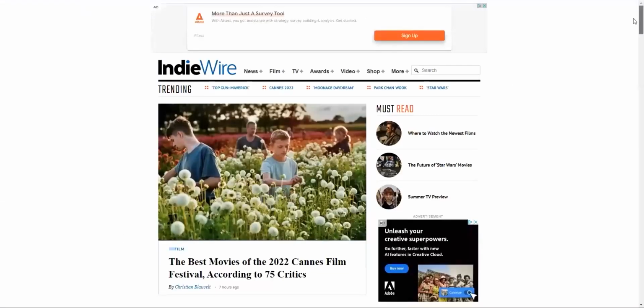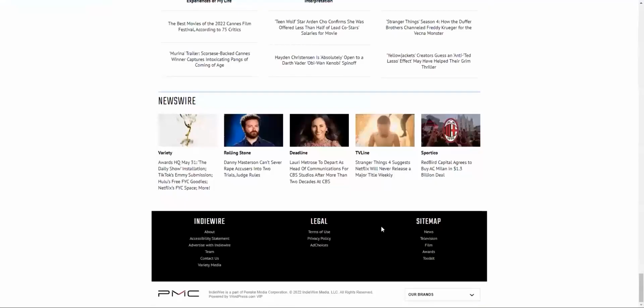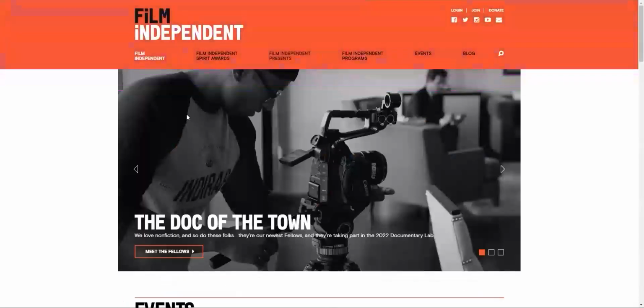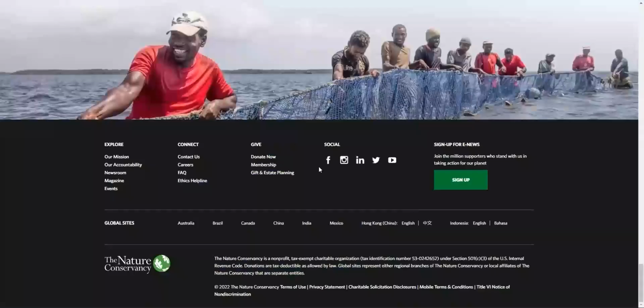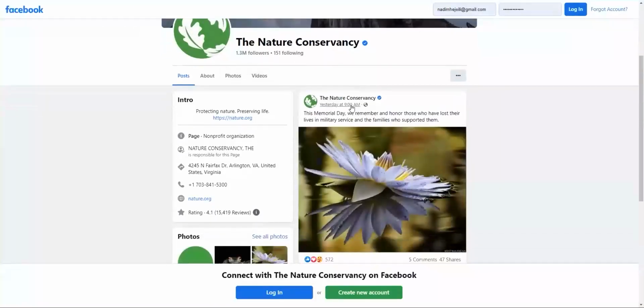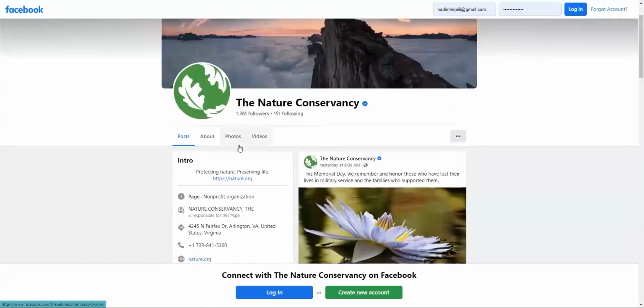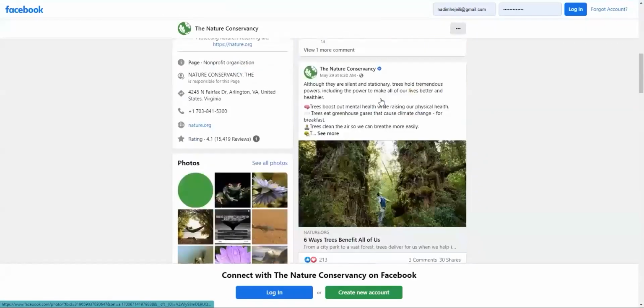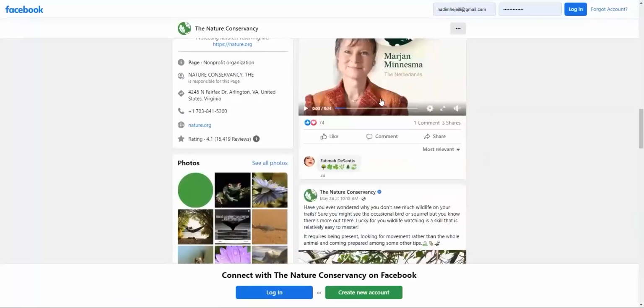Like I see Twitter on all three of them, I see Instagram. For Film Independent, I also see Instagram, Twitter, Facebook, YouTube. Once I do that, I will start checking every social media account and try to understand who they are, if they're popular. So they have 1.3 million followers. But I will also check the engagement of each post and the quality of each post.